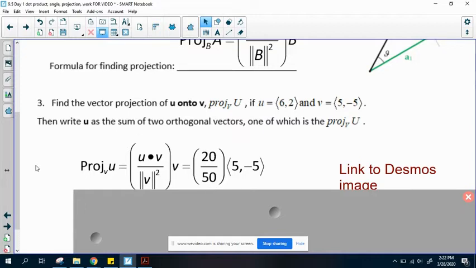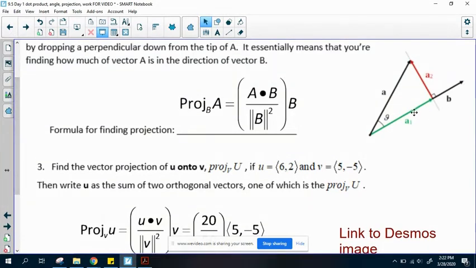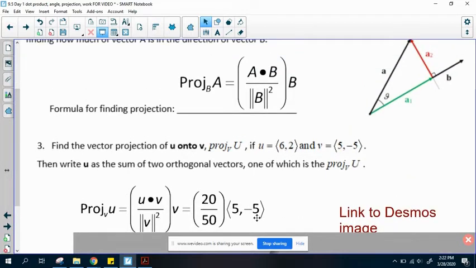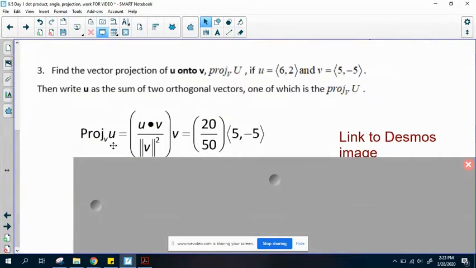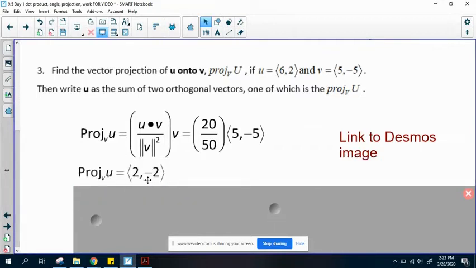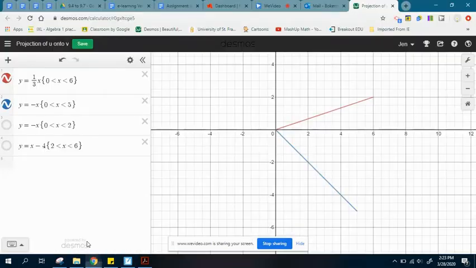Okay, so really what you're doing is you're scaling B back to only be what is in terms of A. So A dot B divided by this magnitude is going to end up with a scalar, and that scalar number is going to get multiplied by this vector. So I'm taking vector B and I'm scaling it back to see how much of A is on B. Okay, so if I do that, 20 divided by 50 is actually 2/5, right? Times that. So I end up with this new vector. So if I wanted to just find the projection of u onto v, it would be this new vector of 2, negative 2. So let's go back to Desmos real quick, and I'll show you what that means.